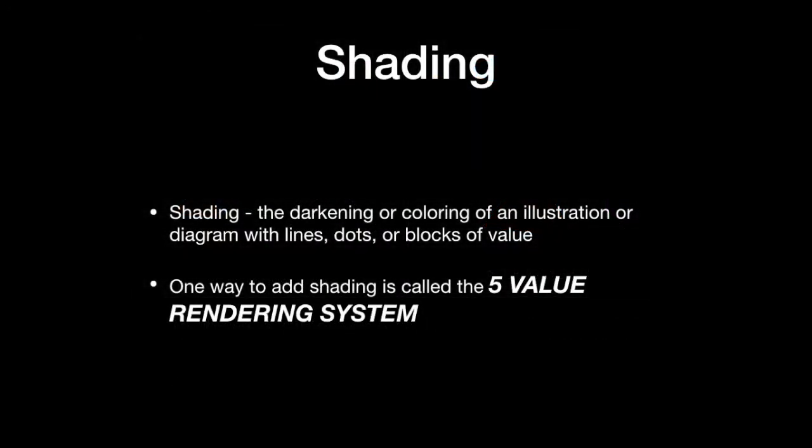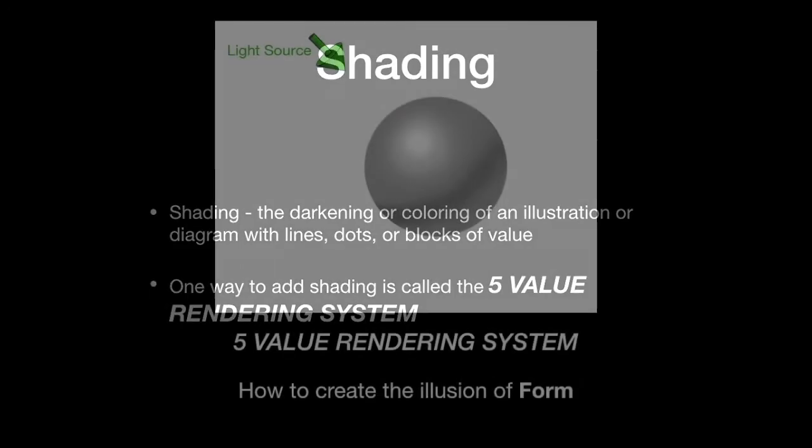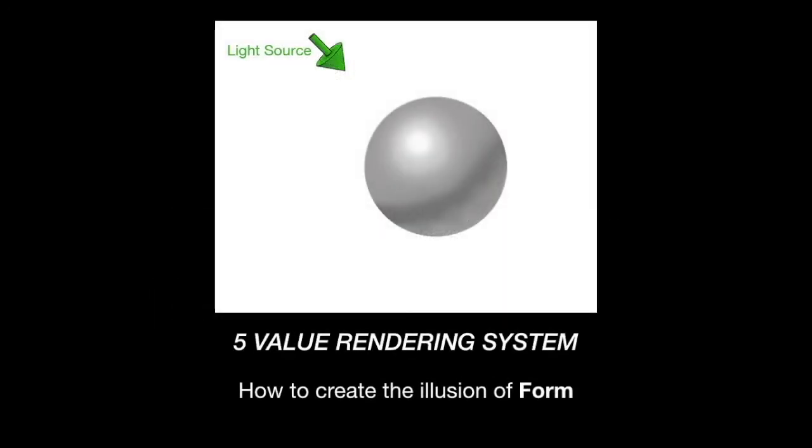Shading is the darkening or coloring of an illustration or diagram with lines, dots, or blocks of value. One way to add shading is called the 5-value rendering system. The 5-value rendering system is how to create the illusion of form.